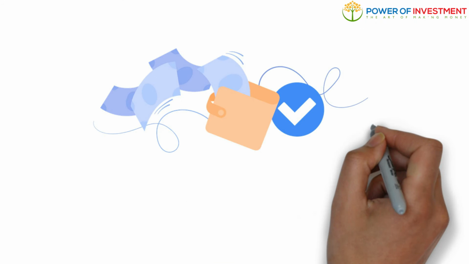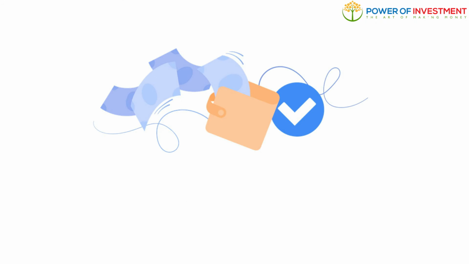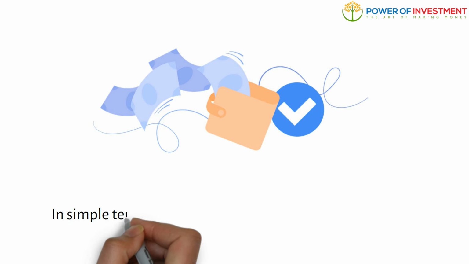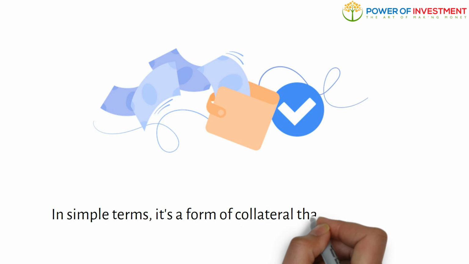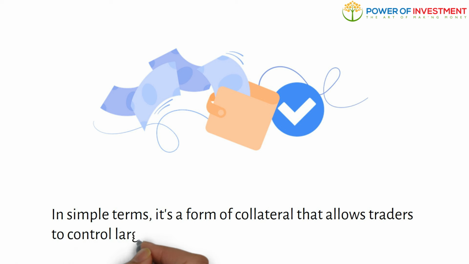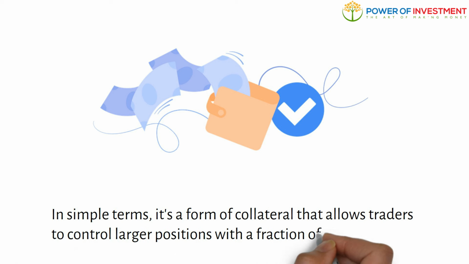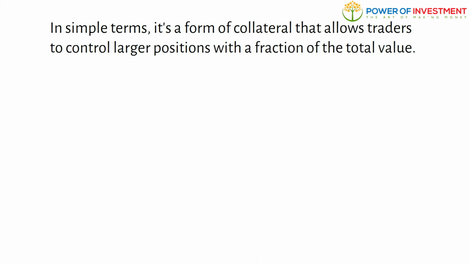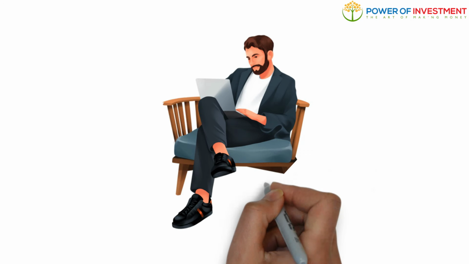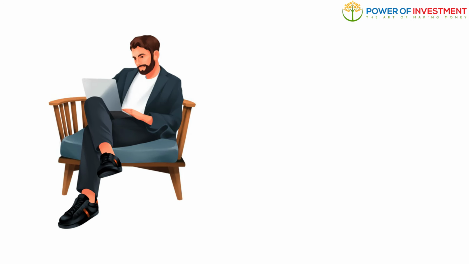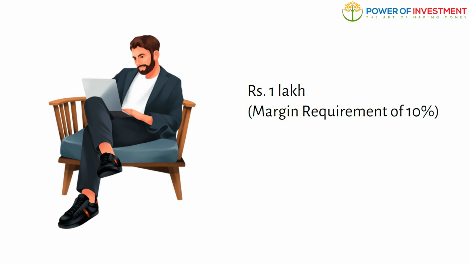Margin refers to the initial deposit made by traders to cover potential losses on their positions. In simple terms, it's a form of collateral that allows traders to control larger positions with a fraction of the total value. For example, if a trader wants to buy a futures contract worth 1 lakh rupees with a margin requirement of 10%, they would only need to deposit 10,000 rupees.